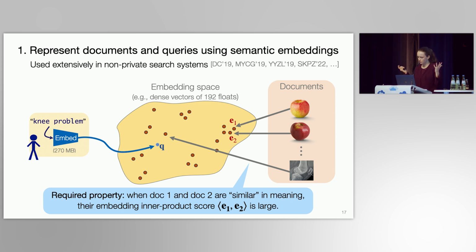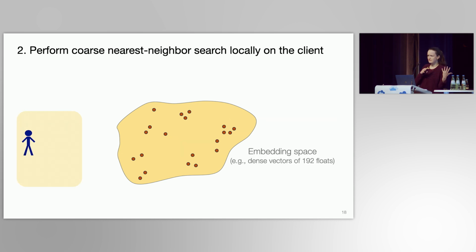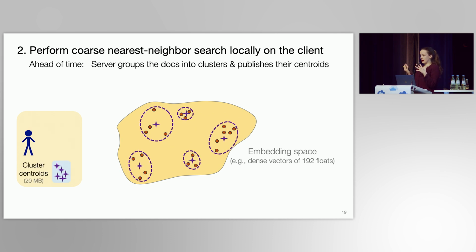Okay, so how are we going to find these nearest neighbors, both privately and at scale? Well, we're going to start by performing a coarse nearest neighbor search locally on the client. So specifically, ahead of time, we're going to have our server group its set of documents into clusters by topic, and then publish the list of centroids of these clusters. So now our user here can download this list of cluster centroids, and again, for text search, this is going to be something like 20 megabytes of local storage.